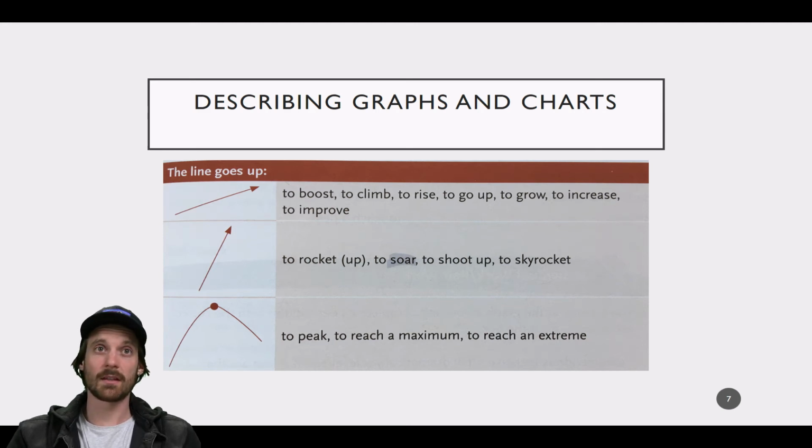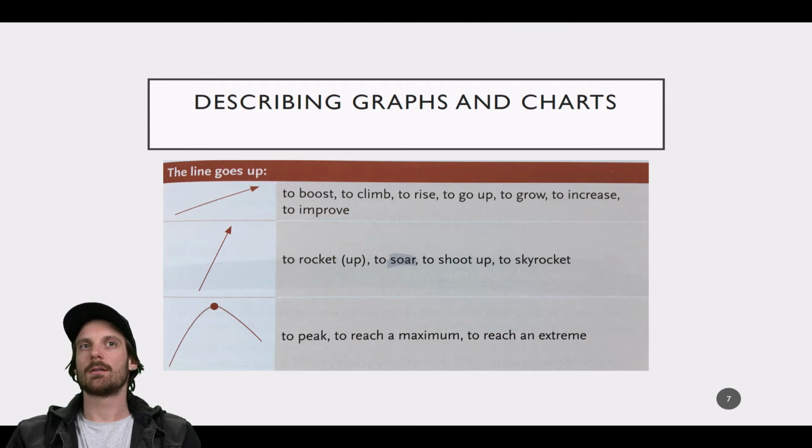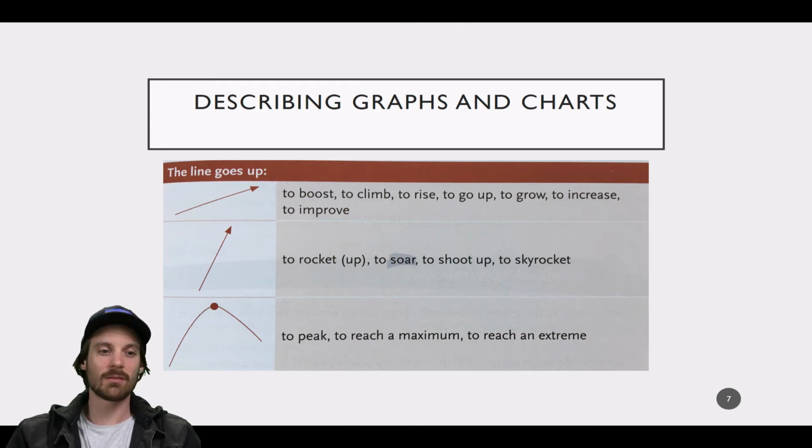If something has reached its peak, you can use the term to peak, or to reach a maximum, or to reach an extreme, if it's really something outstanding that you want to highlight. So the car sales reached an extreme in March 2009, for example.